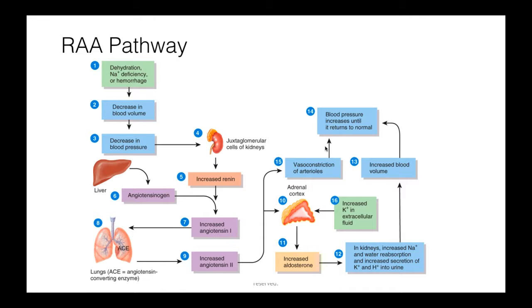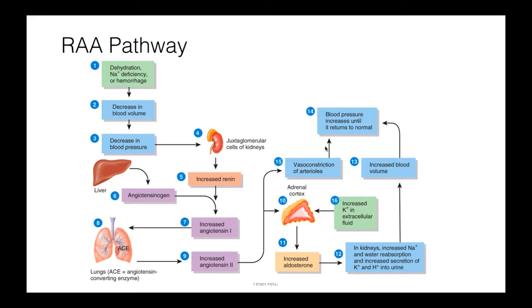Okay, so on the left-hand side, you'll see that after number 1, 2, and 3, when your body is recognizing that the blood pressure has dropped, it's the kidneys that are going to detect that information. The kidney has these receptors in it that are going to say, blood pressure is too low. All right, so what are we going to do to try and help the body increase it?